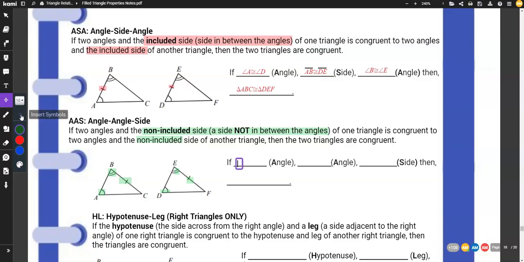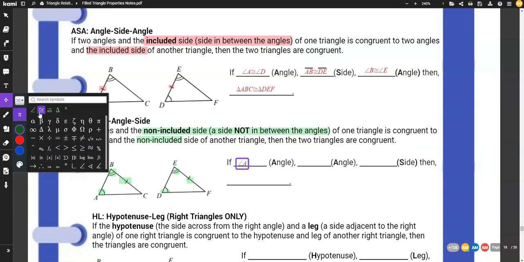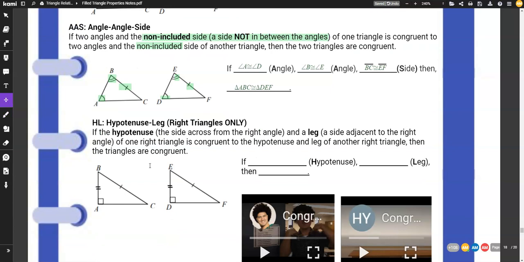So if angle A is congruent to angle D and angle B is congruent to angle E, and side BC or segment BC is congruent to segment EF, then the two triangles again are congruent by angle, angle, side. The last one we use is called hypotenuse leg, and again, that only applies to right triangles. Right triangles only, none others.